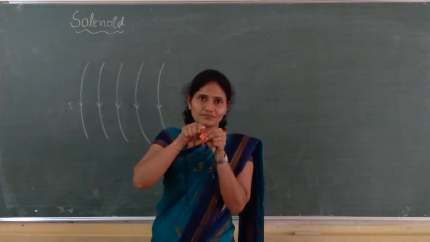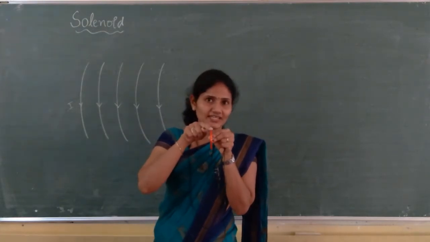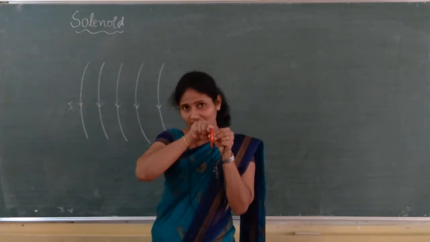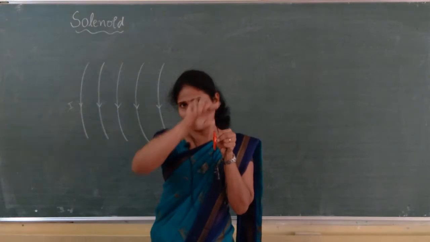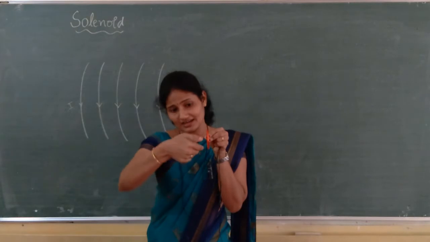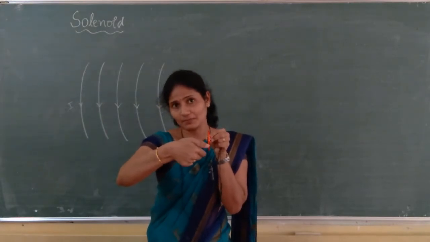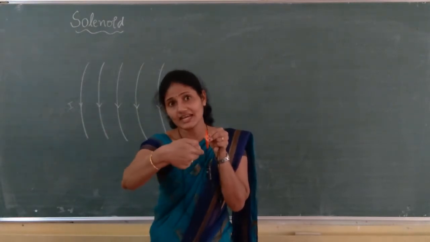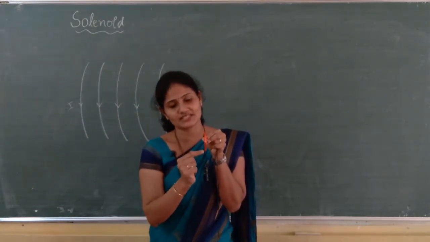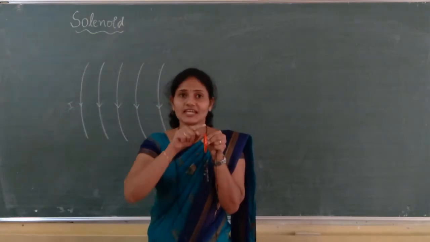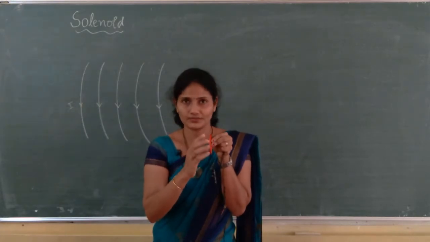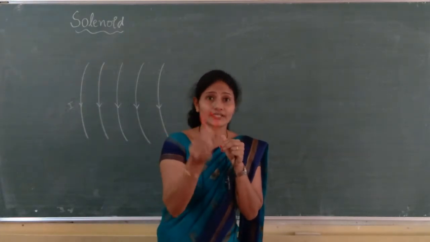Here the magnetic field is represented by a dot, because it is out of the plane. At this point, the field lines are represented by a cross, because they are going into the plane. At this point, it is coming out of the plane, so it is represented by a dot. So this is for one circular loop.